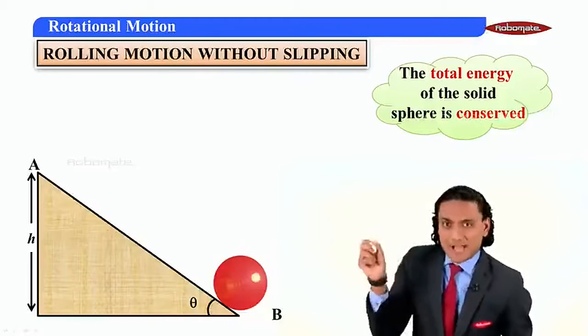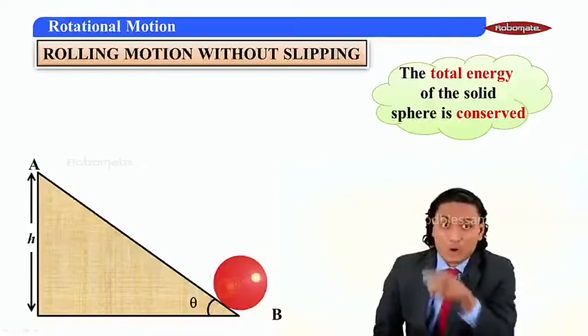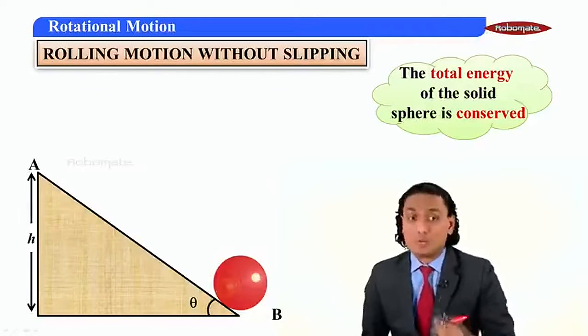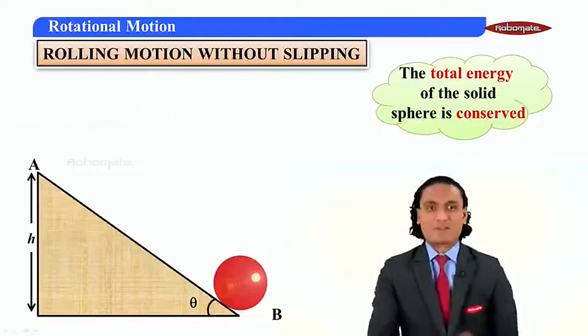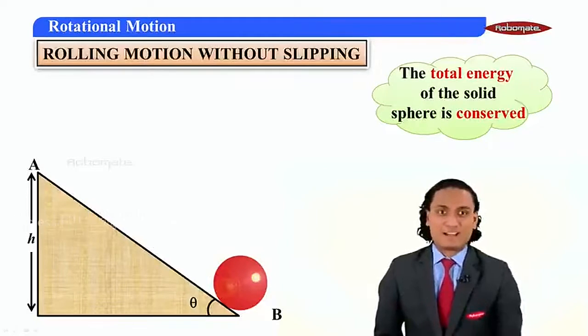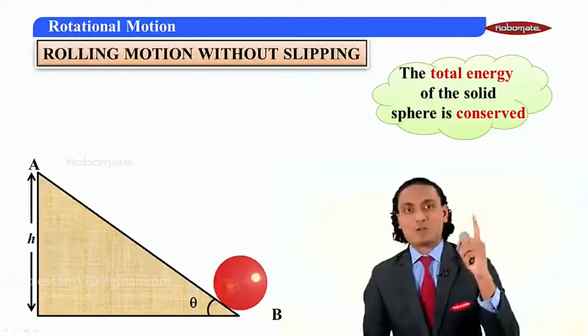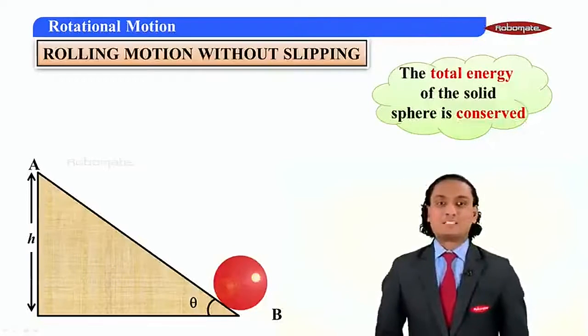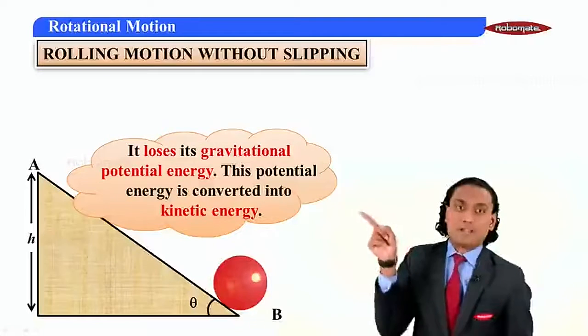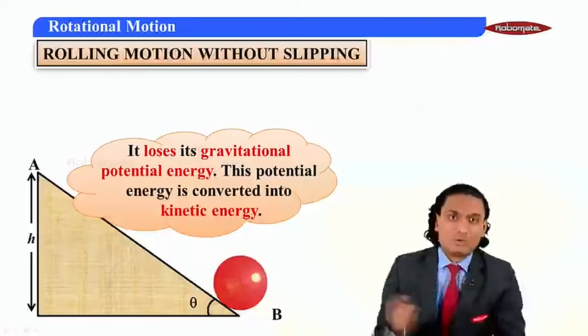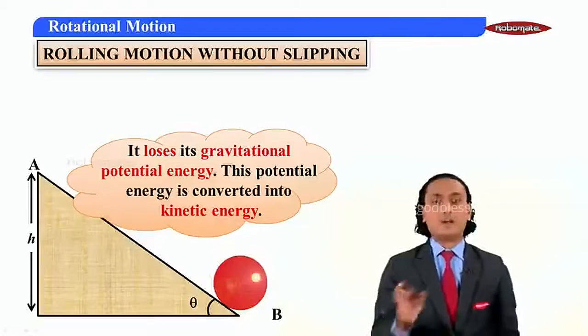Now, when I released it, what happened? The solid sphere rolled down, rolling motion, it was moving. So when it is moving, what energy will it have? Very good, it will have kinetic energy. Here it is rolling kinetic energy. So, as per the law of conservation of energy, I can say that whatever potential energy this sphere had at point A got converted to rolling kinetic energy during the pure rolling motion.